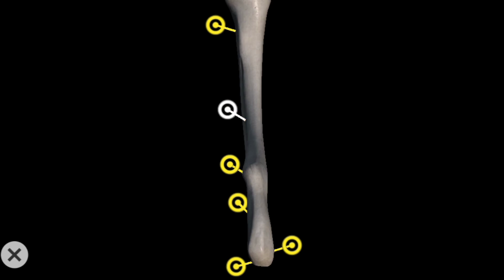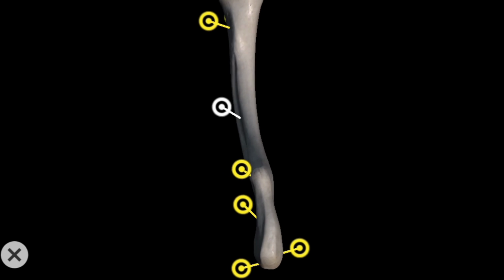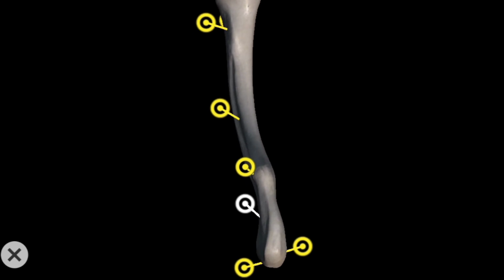And also in the shaft we have a groove known as the subclavian groove. And here is a tuberosity known as the conoid tubercle. The coracoclavicular ligament attaches here. This is the medial side. And here is the trapezoid line or trapezoid groove, where the fibers of the trapezius muscle attach. They have their insertion in the trapezoid line. This is the posterior view.